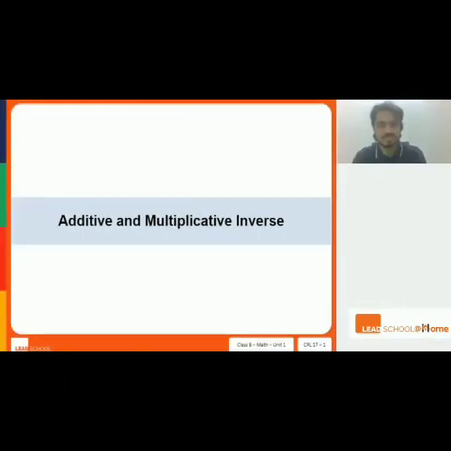So we have learnt about additive and multiplicative identity. Now we are going to learn one more new thing, which is called additive inverse and multiplicative inverse. Let us see what are these. So additive and multiplicative inverse.